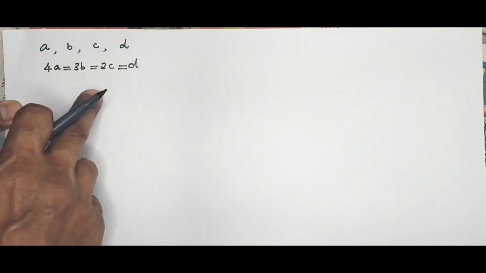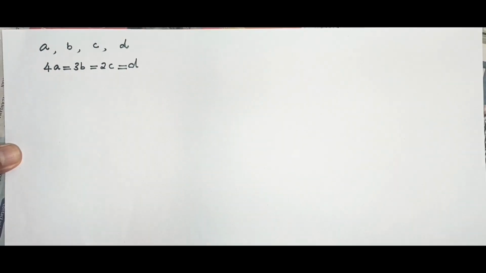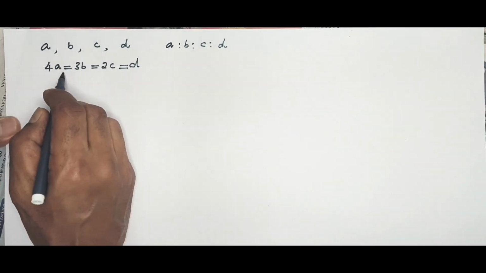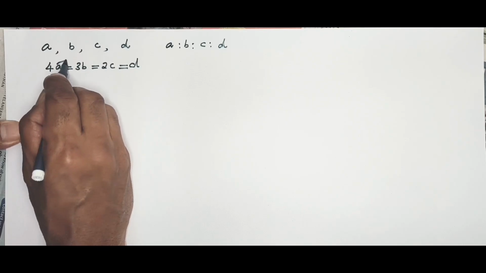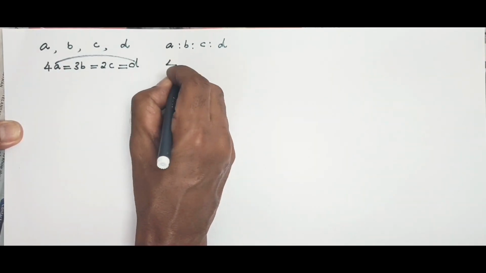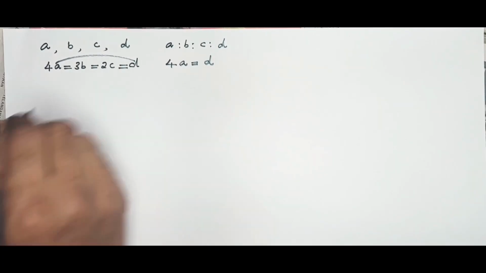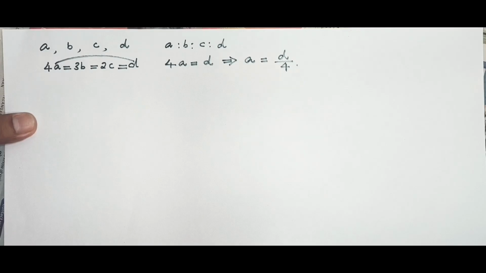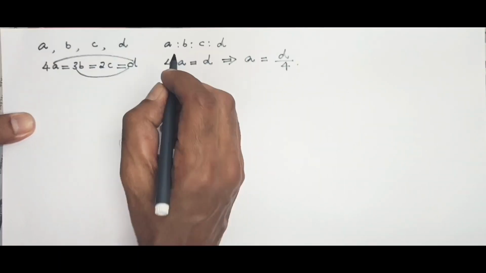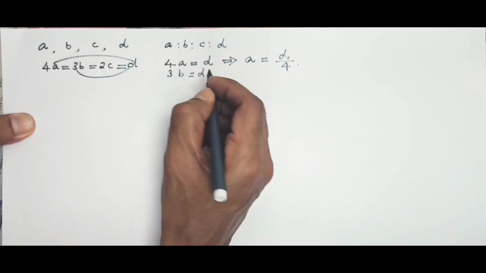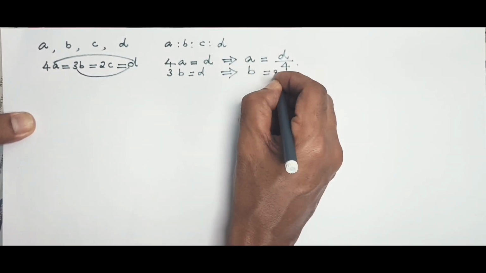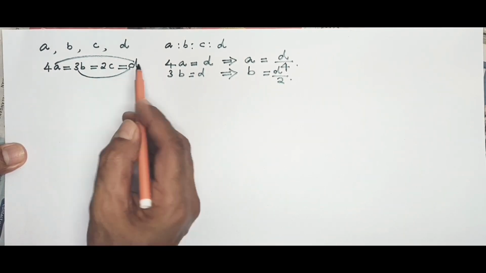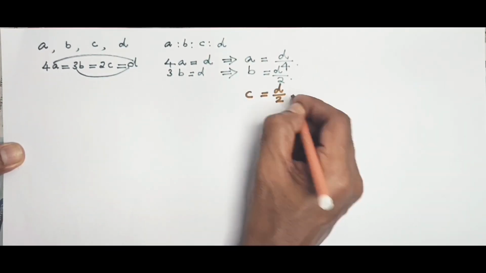In the previous method from this chain of equalities, we found out the ratio of A is to B is to C is to D. But here, we won't find this ratio. Instead, like we did before, find A in terms of D. See, 4A equals D. This shows A equals D over 4. Similarly, equating 3B to D, you have B equals D over 3. Now 2C equals D. Taking 2 to the right side, you will have C equals D by 2.